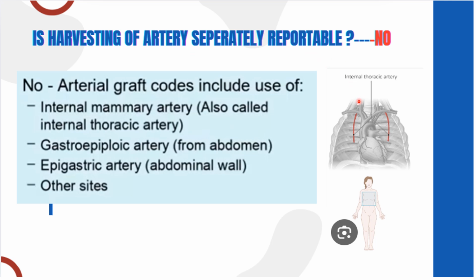Why? Because whenever we are doing the CABG surgery, we have already done the thoracotomy. That means we have cut open the chest. And I can already see the mammary artery there. I just have to cut it from here and put it on the chest. It does not require any additional work for the surgeon. And that's why whenever these vessels are used as an arterial graft, we do not separately report.